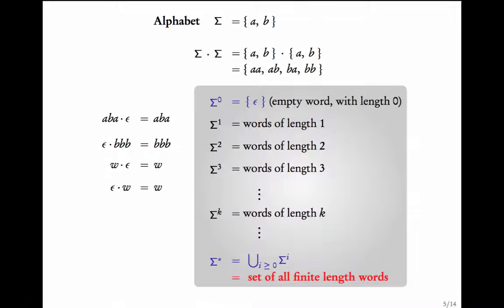Let me just recall the definition of star. You took some sigma, and sigma dot sigma will be the set of all words of length 2. Sigma cube would be the words of length 3, and sigma to the k would be words of length k. And if you take a union of all of them, we get sigma star. So this is going to be the set of all finite length words. The number of such words could be infinite, but each word in this set has a finite length.